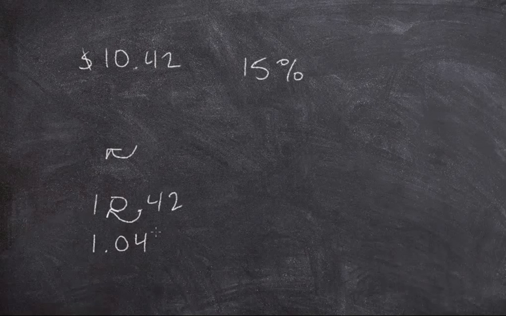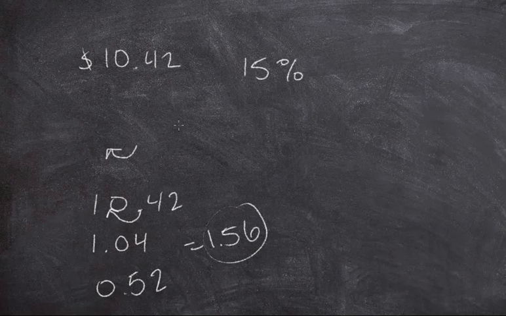Now you take that number and divide it by 2. If you divide $1.04 by 2, you get 52 cents. So we have $1.04 and 52 cents, and then you add them together. That's all you have to do. $1.04 plus 52 cents is $1.56. There's your tip. That's about 15% of 10.42. Move the decimal over a place, take that number, divide it by 2, and add them together.